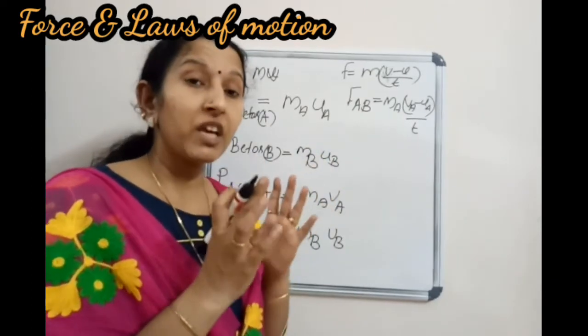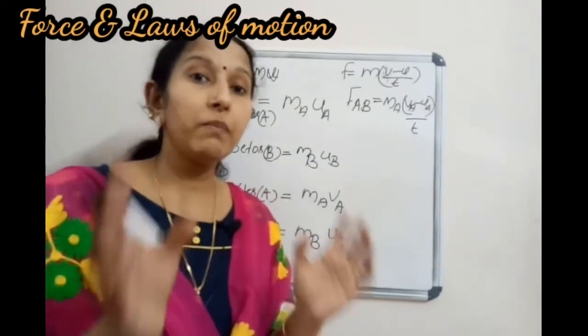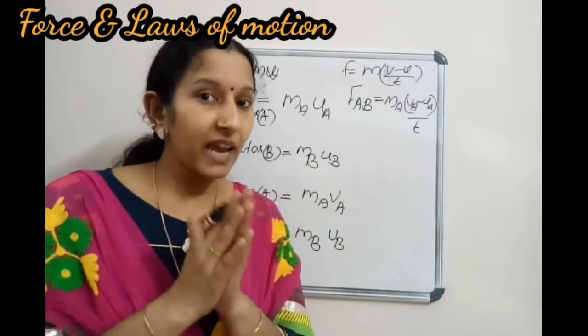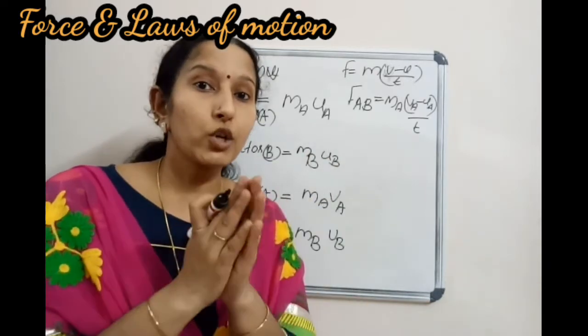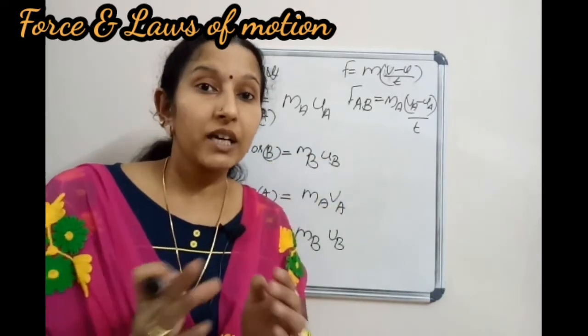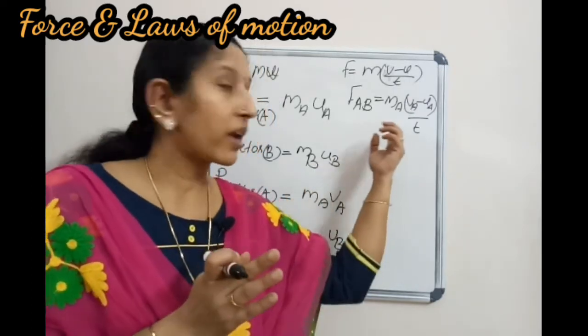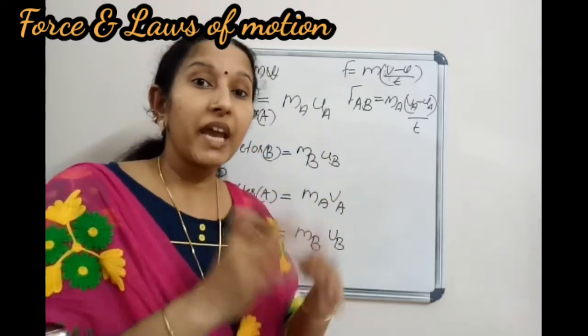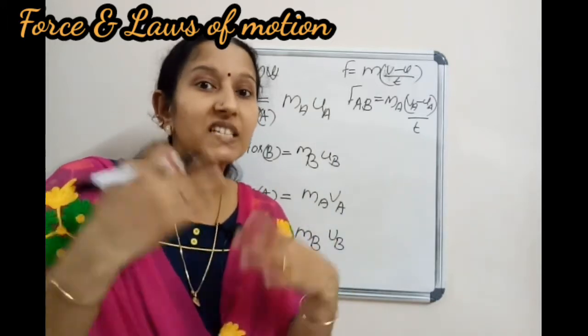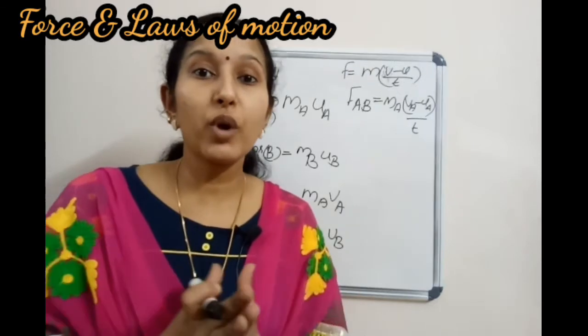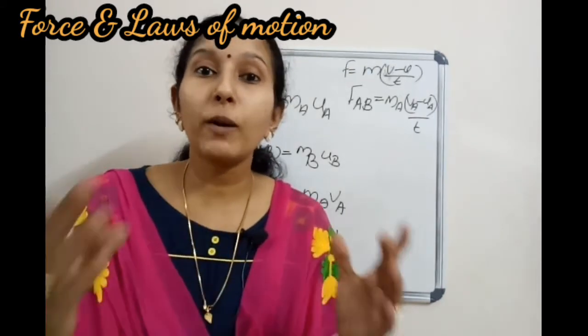So if A exerts force on B, the important factor is ball A. Ball A is exerting force on ball B. So you have to write the force in terms of A. Because A is exerting force on B, you have to write the equation for ball A.